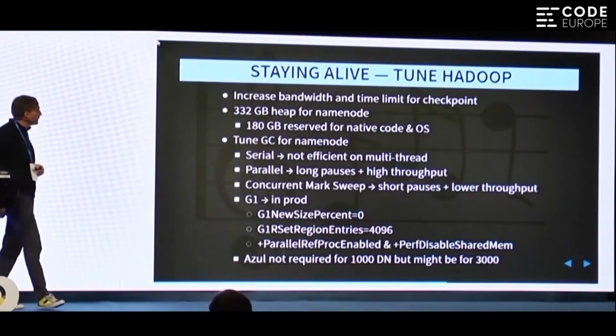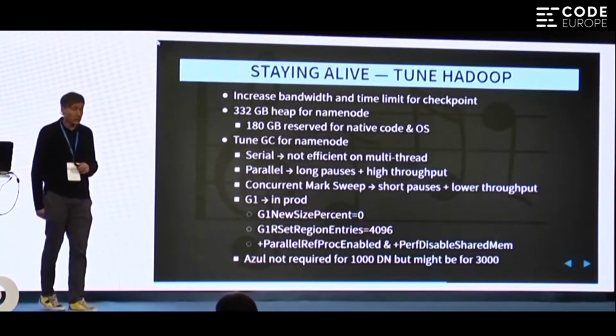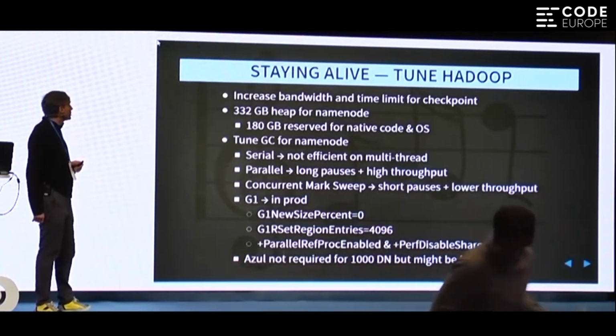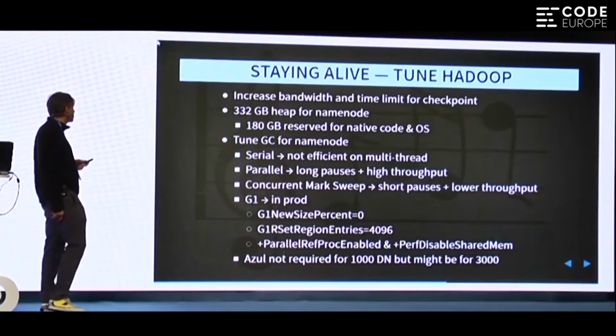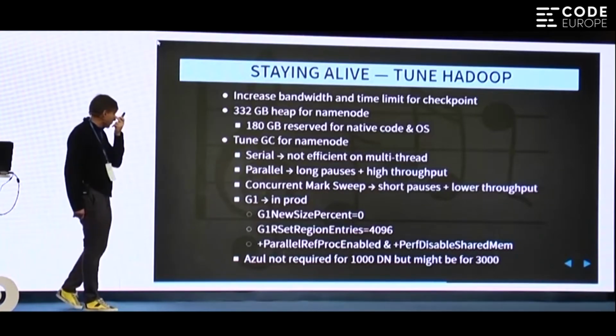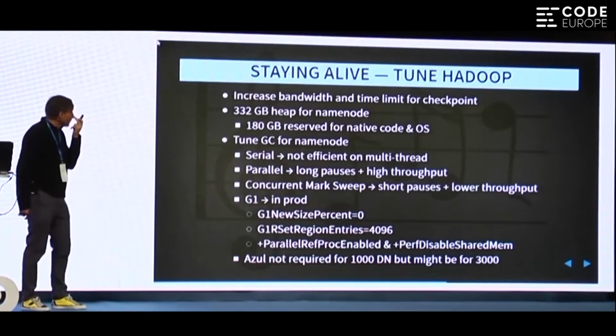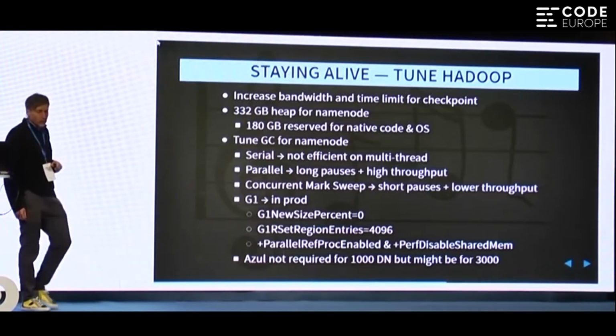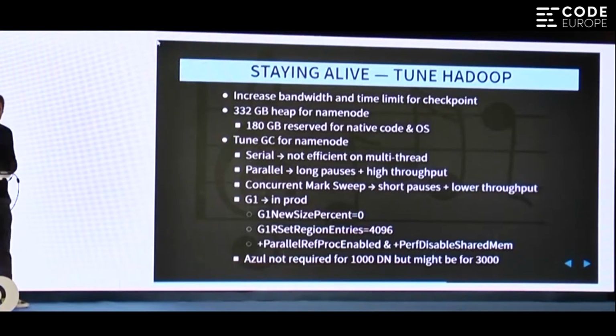So to keep all this running, we need to tune Hadoop, because a lot of people have Hadoop clusters of 100 machines or 500 machines, but when you start moving up to 3,000 machines, you need to have a JVM with, as you can see, over 300 gigabytes of heap. That takes a lot of work to keep the garbage collection under control. We spent a lot of time tuning the garbage collection on the name node.